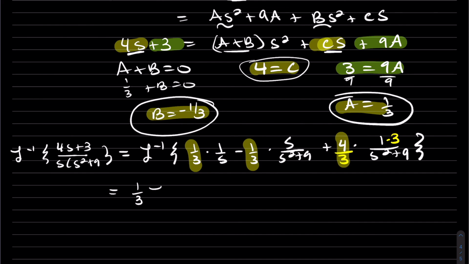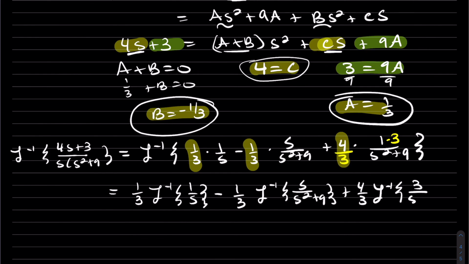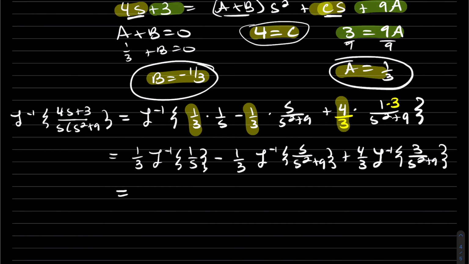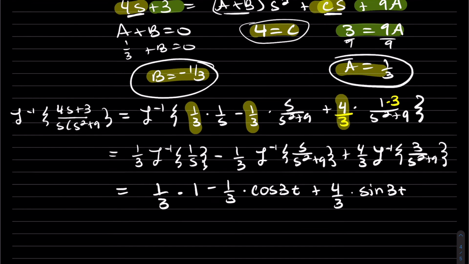It's 1/3 Laplace inverse of 1 over s, minus 1/3 Laplace inverse of s over s squared plus 9, plus 4/3 Laplace inverse of 3 over s squared plus 9. That's 1. That is cosine of 3t. And that's sine of 3t. And that's our answer.